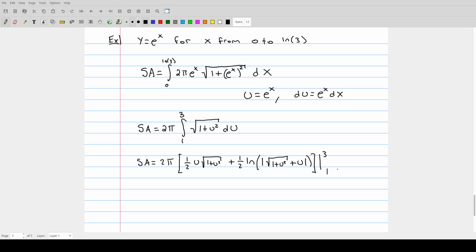So this requires a little bit of simplification here. We have to plug in all of these values and simplify. The first thing that we can do is factor out a 1 half. Is it a 2 right here? So that's going to go away, and this is going to become pi times 3 plugged in right here, which is 3 times the square root of 1 plus 3 squared, which is 1 plus 9, or 10.